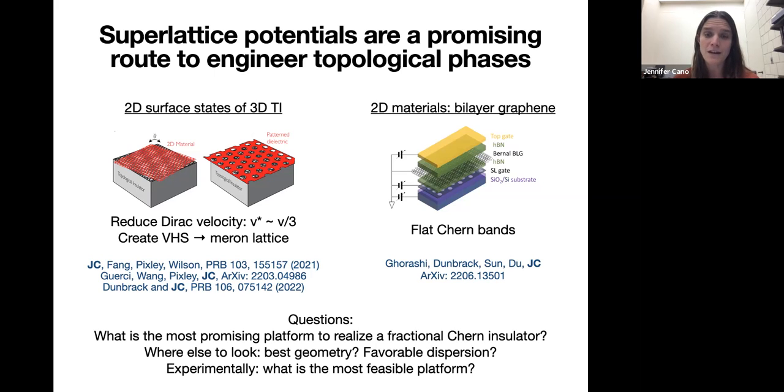And for us, what's motivating this work is to try to get closer to realizing basically spontaneously broken symmetry. So on the TI surface, we want to realize quantum anomalous Hall or topological superconductivity. In our 2D materials, what we're thinking of is what's the best platform to realize a flat Chern band and a fractional Chern insulator. And we're going to explore this until we can figure out what the most promising place is.